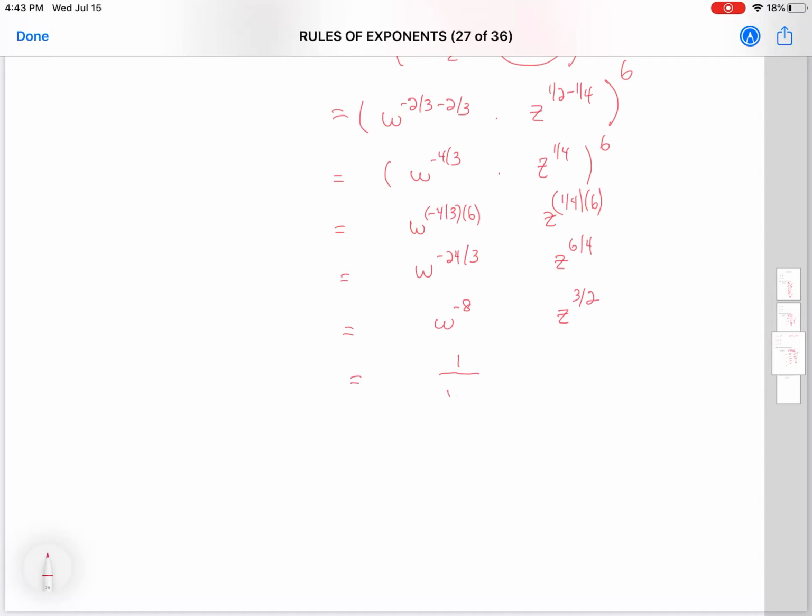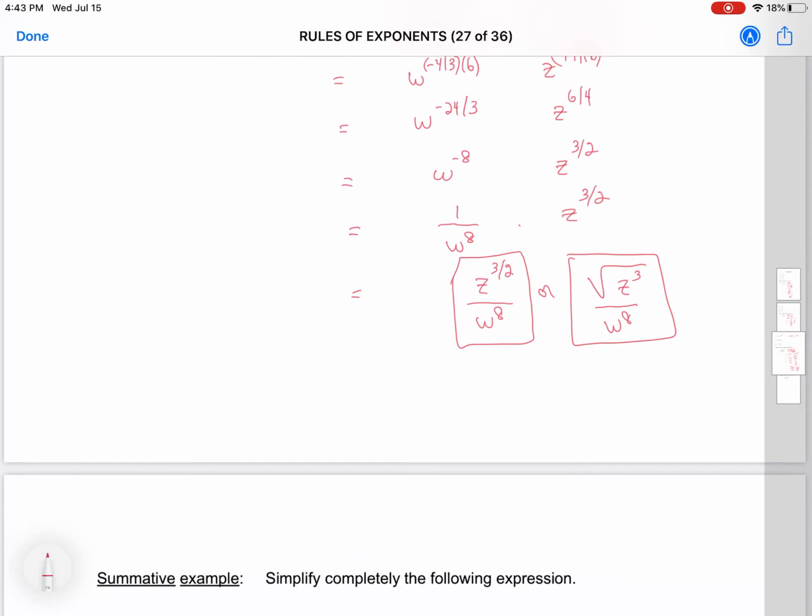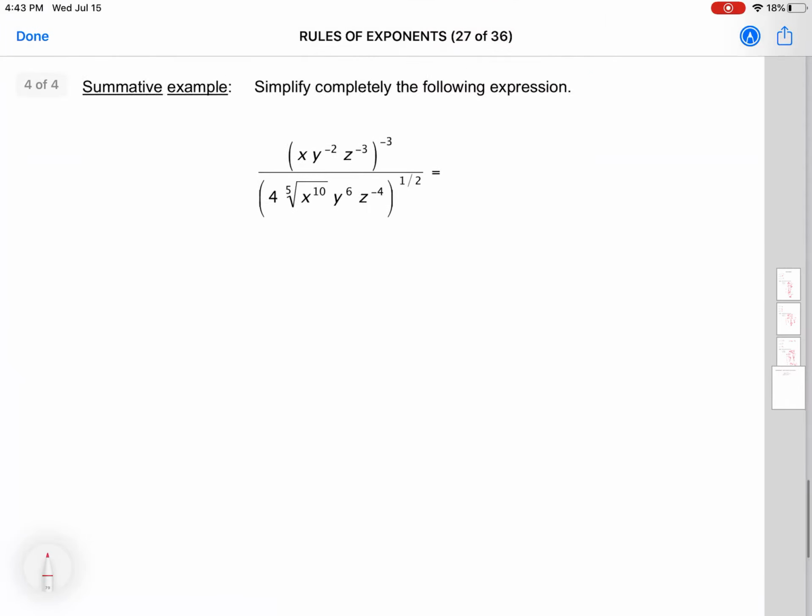Once again, negative exponent, bring it down. And I have now the following expression as a potential final answer: z to the 3 over 2 divided by w to the 8, which of course can also be written as the square root of z cubed divided also by w to the 8. Both are acceptable and full marks answers.